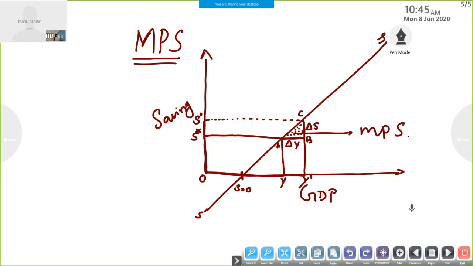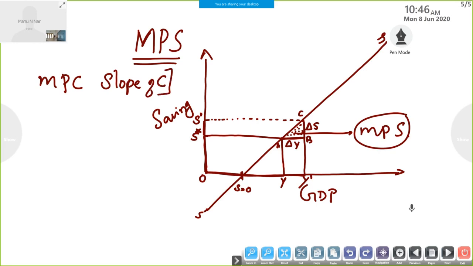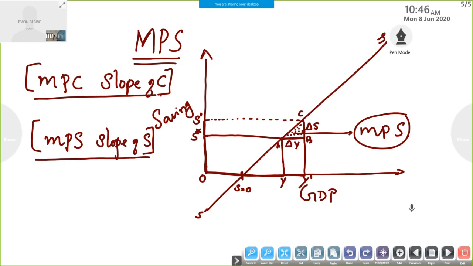MPS is equal to delta S by delta Y, or vertical changes divided by horizontal changes, that means slope. So we can consider MPS is the slope of saving curve. MPC is slope of consumption curve, noted down. MPS is slope of saving curve. Highlight these 2 points.